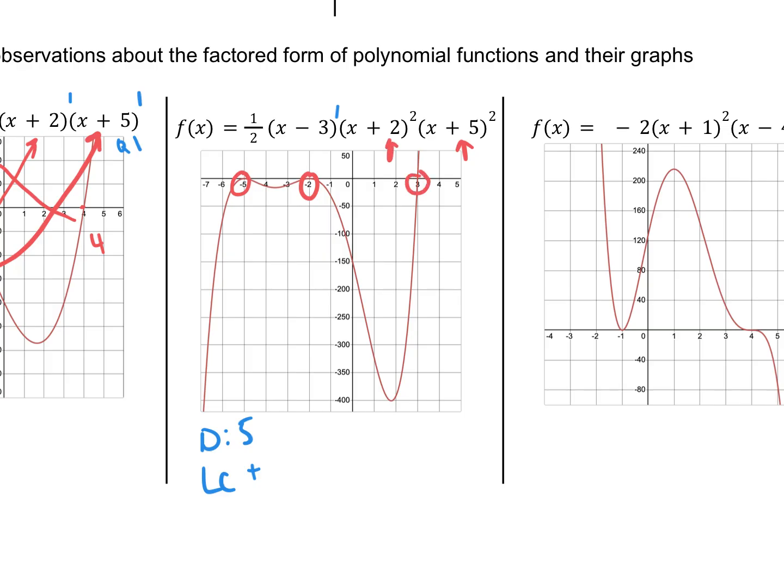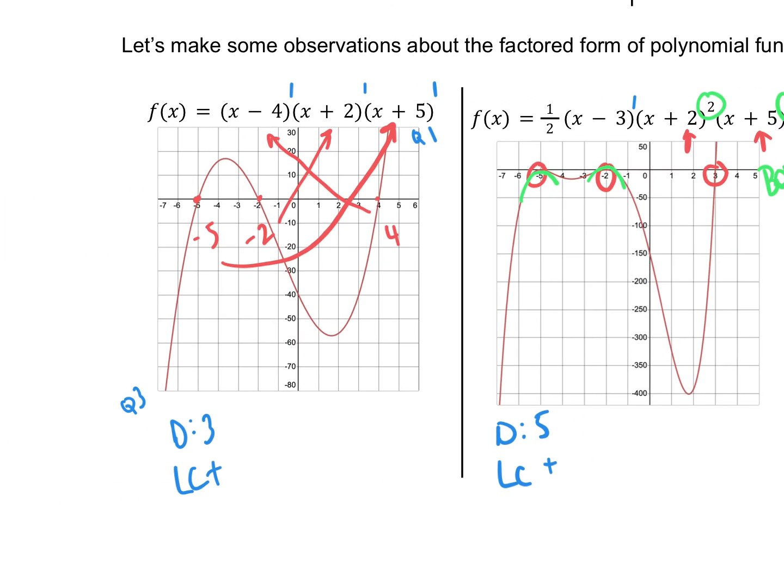Now, if you look carefully at negative 5 and negative 2, their exponents are 2. And if you look at the behavior, I'm not passing through the x-axis, I am bouncing. So when we have an exponent on top of our bracket that is even, it's going to result in a bounce at that x-intercept. When it's an exponent of 1, we're just passing through.